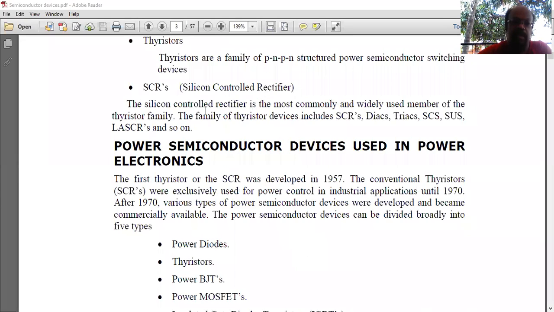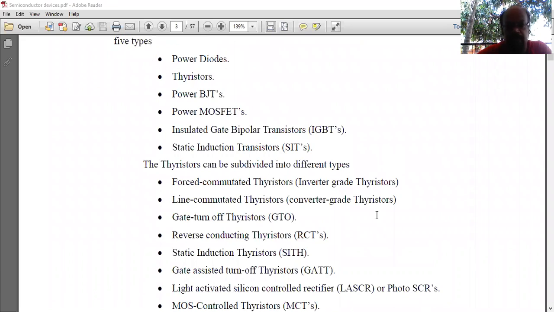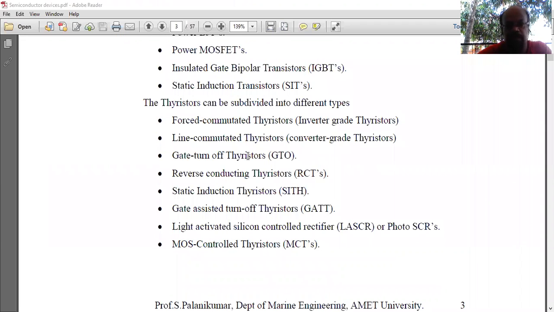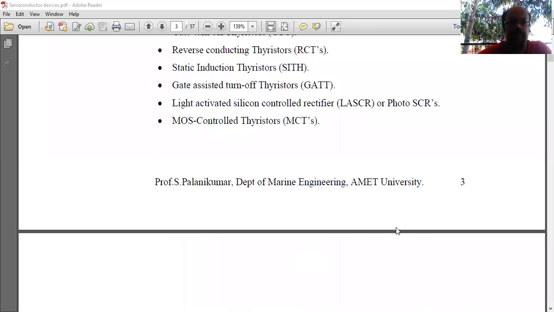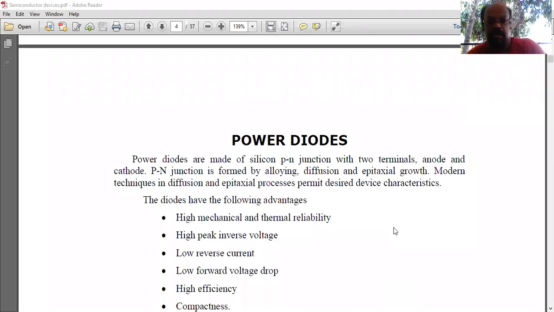As far as your syllabus is concerned, we have only power diodes, thyristor, power BJT, power MOSFET, IGBT, and of course GTO and force and line commutated thyristors. These are the only ones; we don't have any other, as the others are the very latest ones. So first we will start with the power diodes. We already know that, that's your revision.